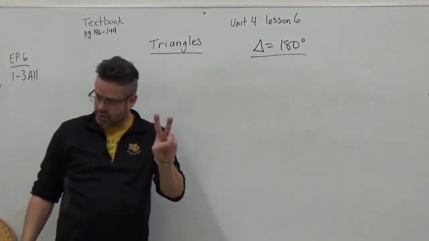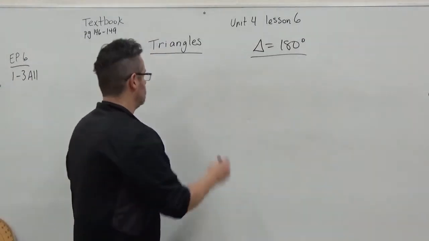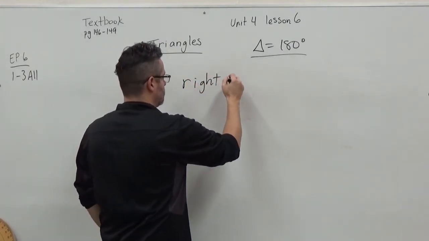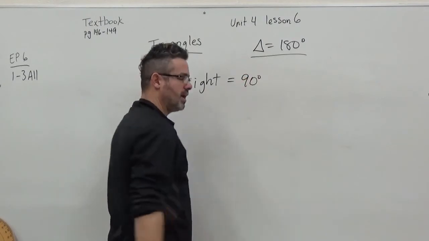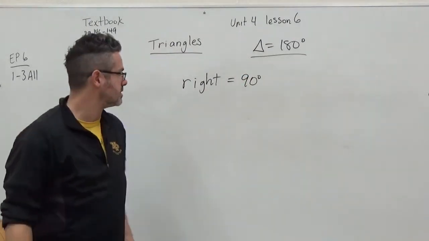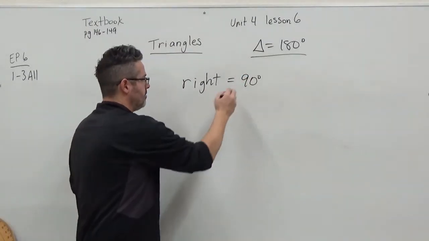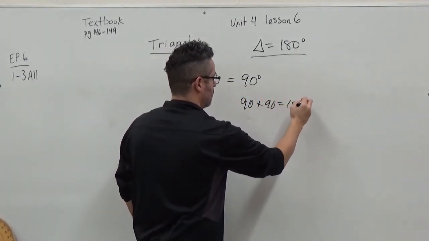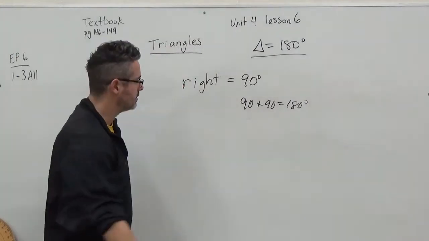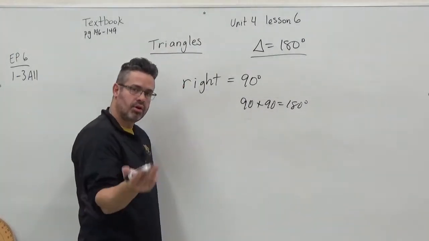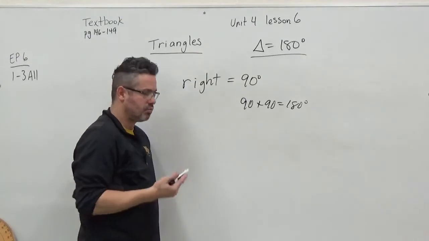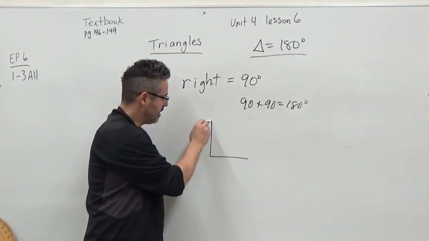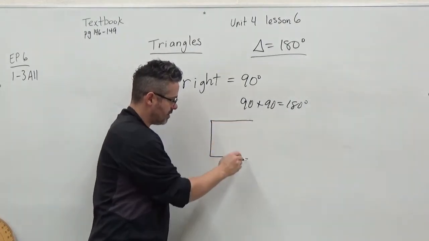What about two right angles? Can a triangle have two right angles? And if we remember, a right angle is exactly 90 degrees. Well, if you have two of them, 90 plus 90, you're already at your limit. So you couldn't have a third angle if you had two right angles. So there's a right angle. If I made another right angle, I would never touch this line.